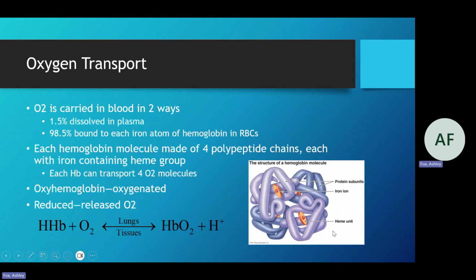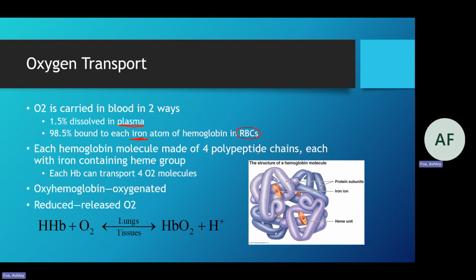Now we're going to talk about oxygen transport, meaning how it's moved through the body. So we have oxygen that's carried in blood in two different ways. Most of it is going to be bound to that iron atom in hemoglobin of the red blood cells. Some, about 1.5%, is actually dissolved in the plasma. So it's just in solution and it's not attached to the iron of the hemoglobin.